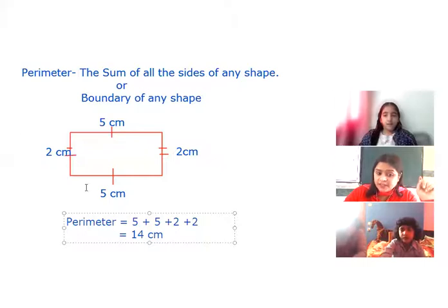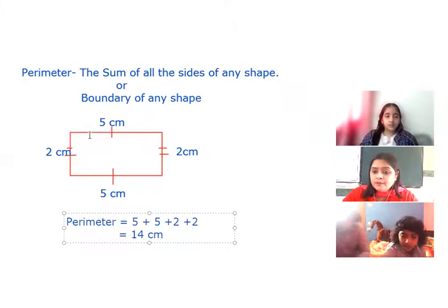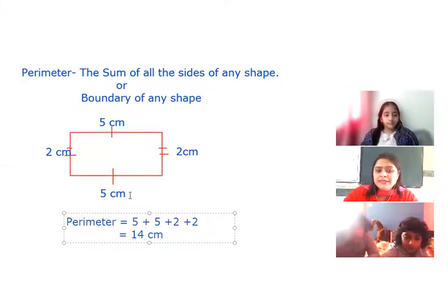So here the shape is a rectangle. Okay. And how many sides are here? Can you tell me? Ma'am, 4. 4 sides, and sum of all sides means we are going to add. Sum means we are going to find out the sum. So we are going to add all these sides.